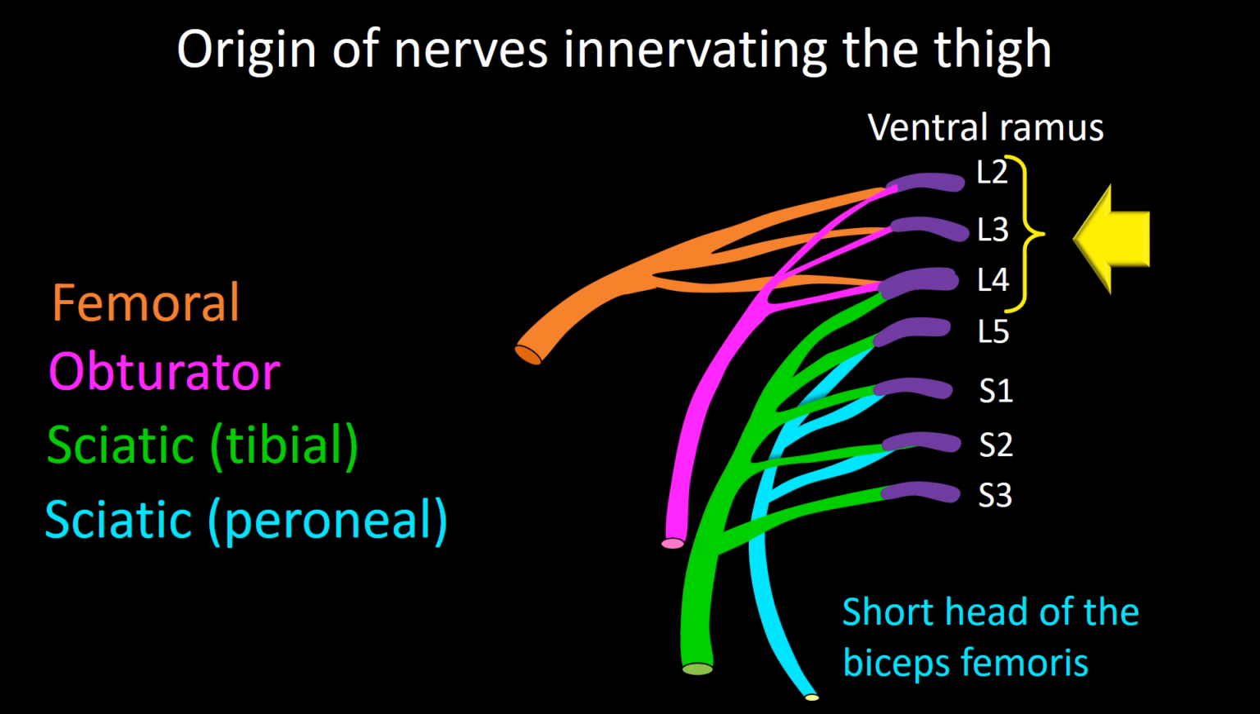From the lumbar region, posterior divisions, we have the femoral nerve, which innervates muscles in the anterior muscle compartment of the thigh.